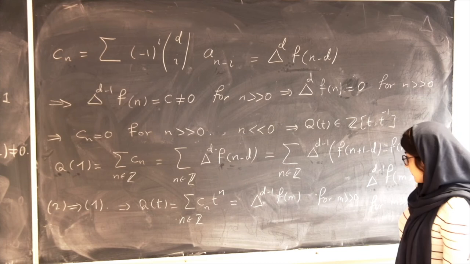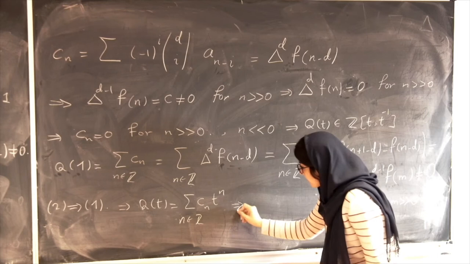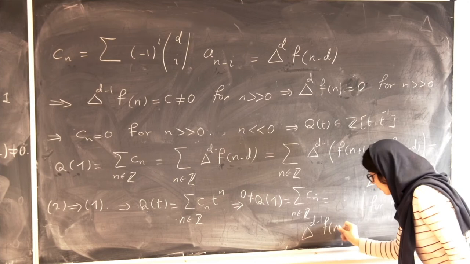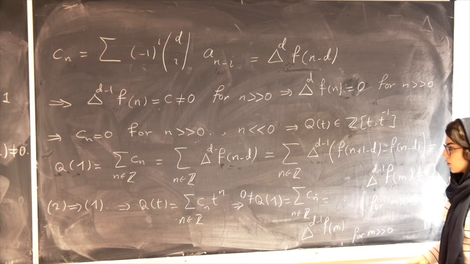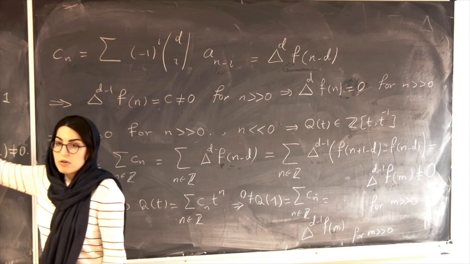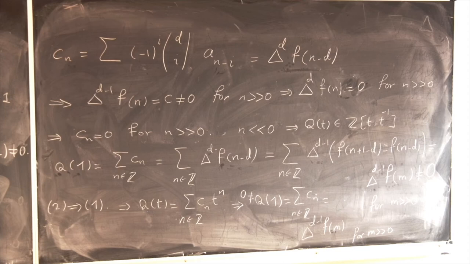Let's see it in a better way. Q(1), by our assumption, we want to go from 2 to 1, but by our assumption Q(1) is non-zero, and this is just the sigma of c_n, and this is just delta^(d-1) f(m) for large m. So if Q(1) is non-zero, this means that this is non-zero. And by the lemma that I repeatedly use, this means exactly that f is of polynomial type of degree d minus 1. So the theorem is proved, and we can apply it to the Hilbert function instead of f.